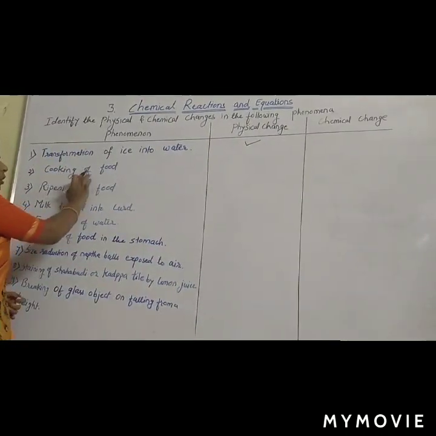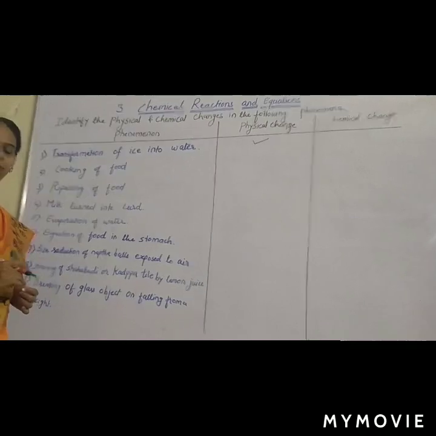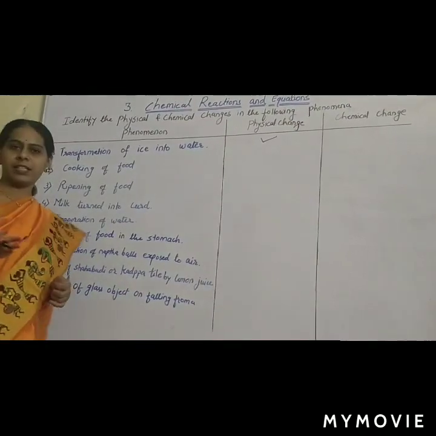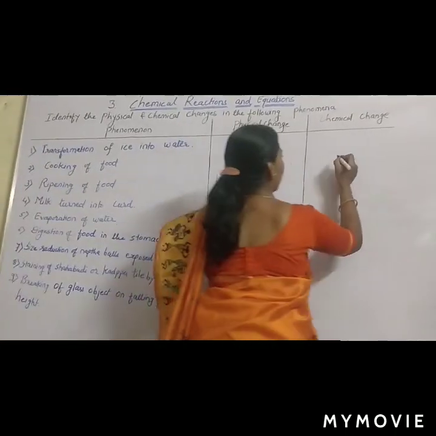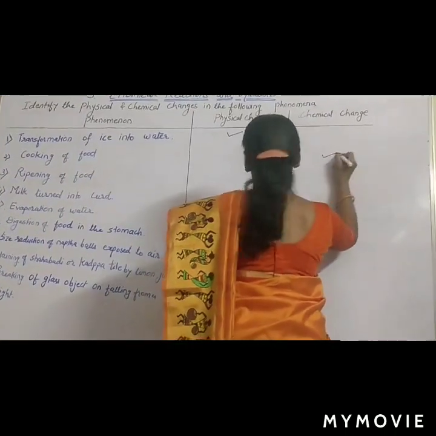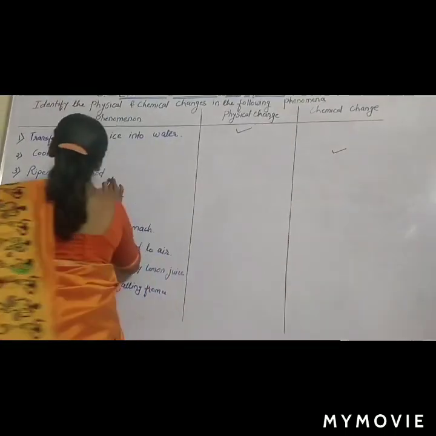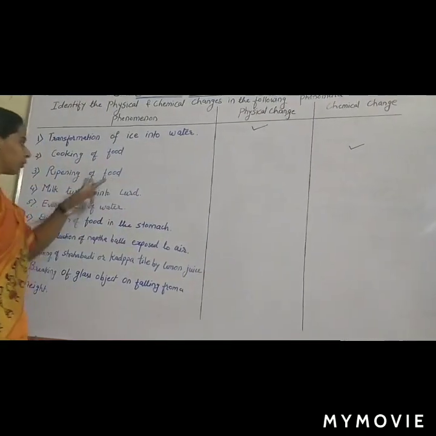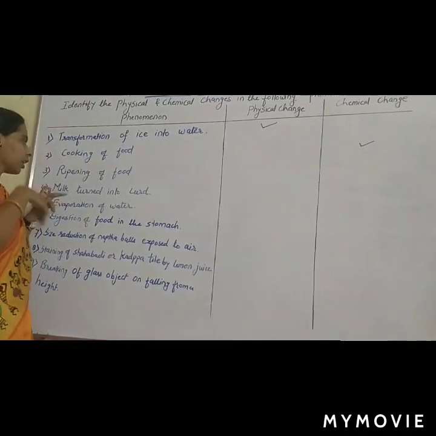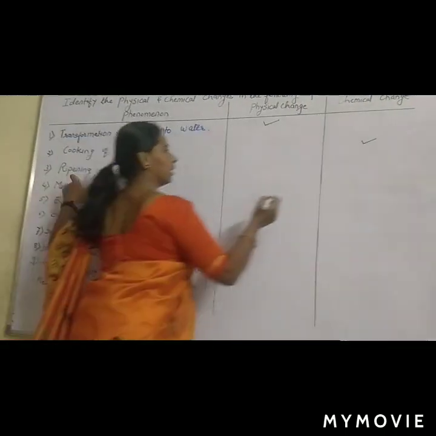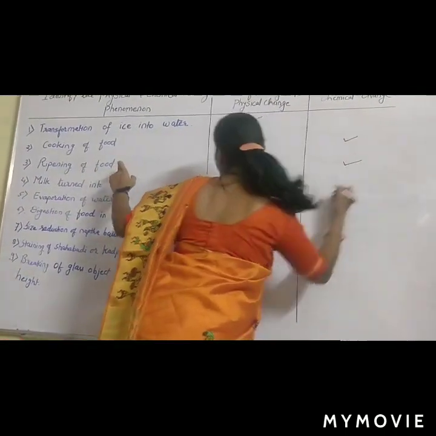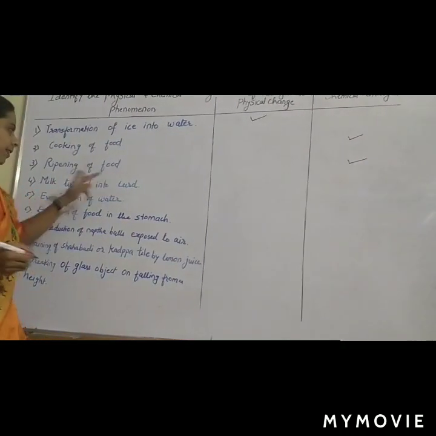Next one, cooking of food. While cooking food, some chemical changes are carried out inside the pan. So this example involves chemical changes. Next one is ripening of food. Once food is ripe, it will not come back to its earlier state. So this is an example of chemical change. During ripening, some chemical changes are carried out.